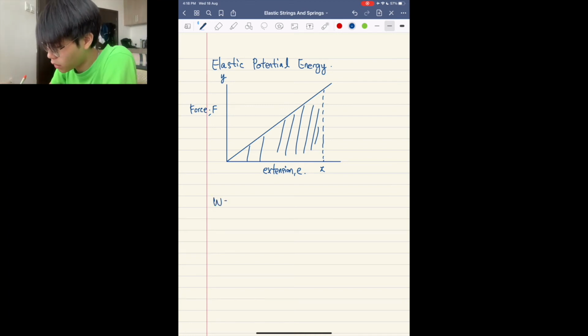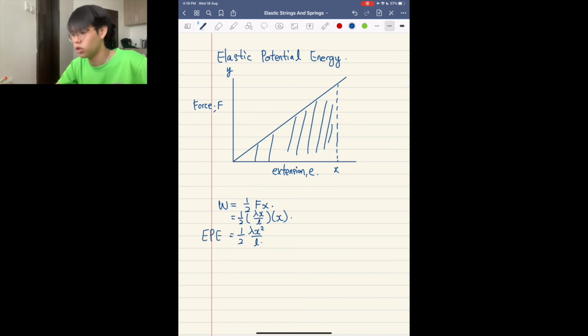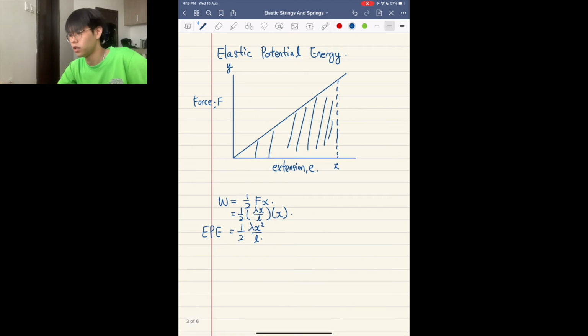So the work done will be equal to half F times x. Okay, so this is one of the formulas for elastic potential energy. So F is also equal to lambda x over L, so the work done will be half lambda x squared over L. So this is the formula for elastic potential energy.